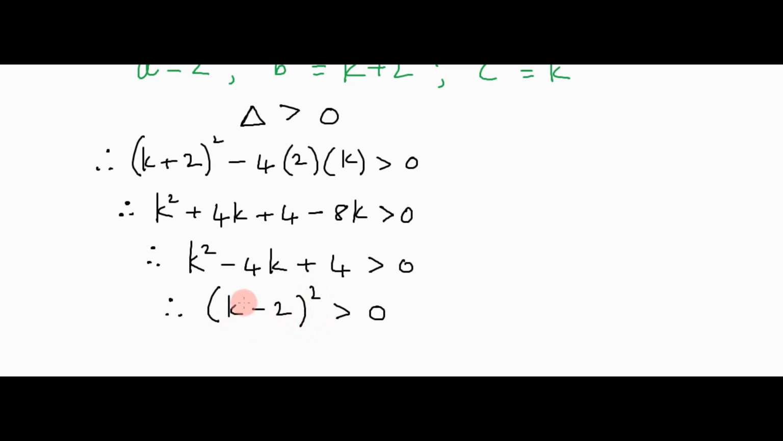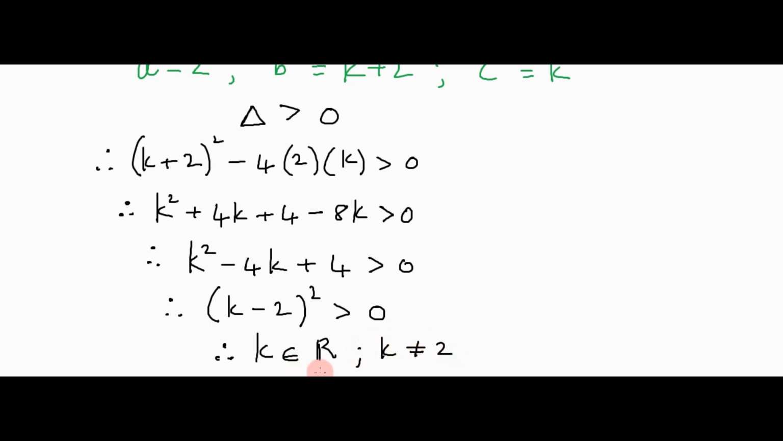So then, for any other value of k, any value of k other than 2, when we square the left-hand side, it's going to be positive, which is what we want, strictly greater than 0. So k is an element of real numbers, but k cannot equal 2.